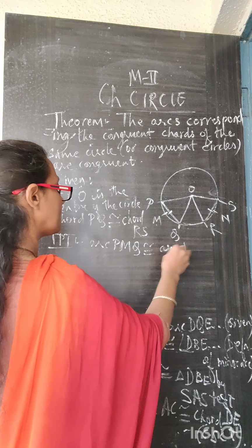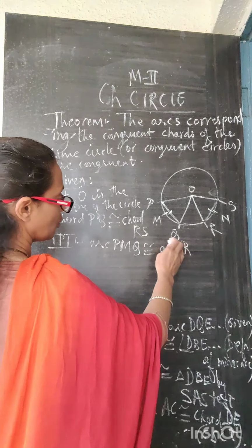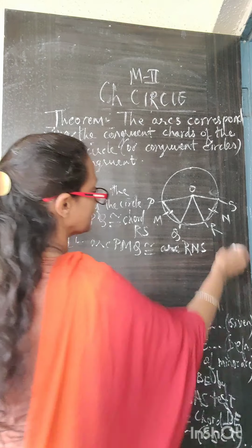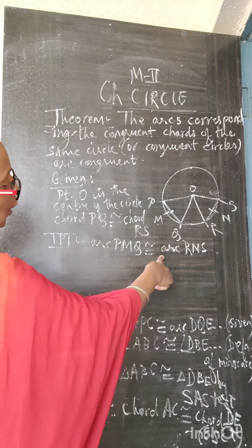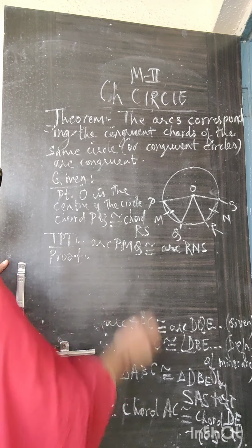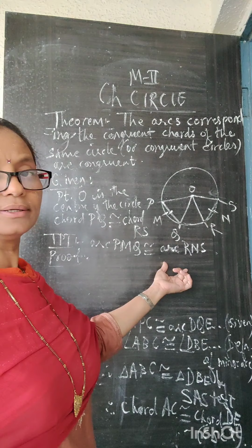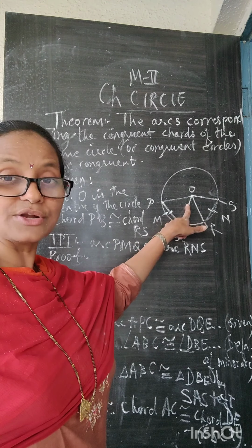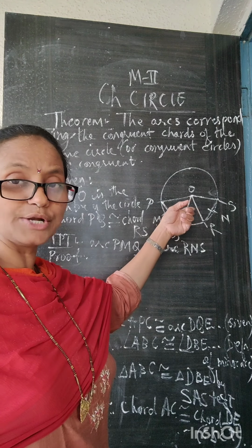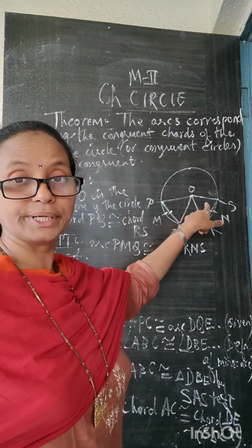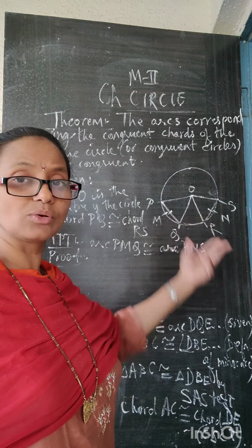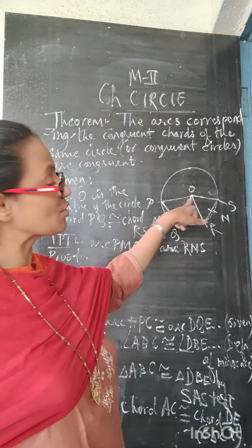Arc PMQ is congruent to arc RNS, that I have to prove. So what is the proof? How will I prove these arcs are congruent? These arcs correspond to the central angles. What we have learned is that the minor arc is congruent to its central angle. So if I get the central angles congruent, I can say the arcs are also congruent. So what I have to prove is that the central angles are congruent.